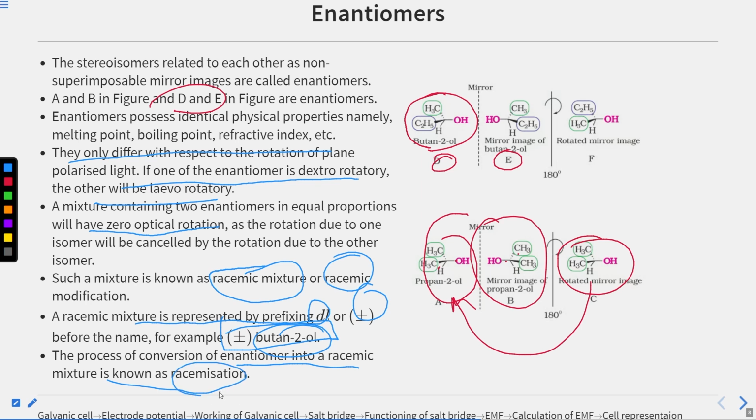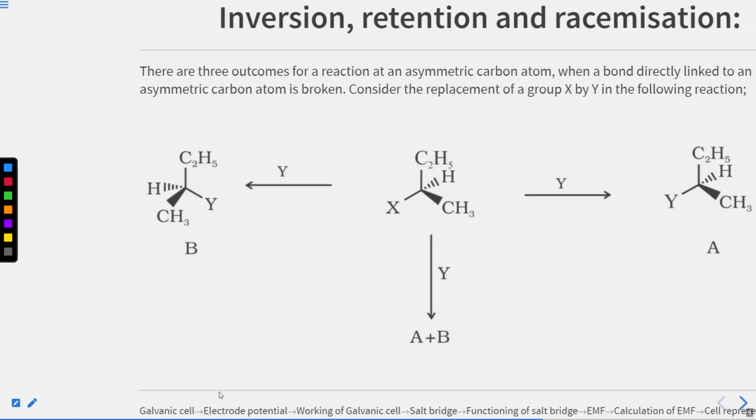The process of converting an enantiomer into a racemic mixture is called racemization. If you take an enantiomer and keep adding its non-superimposable mirror image until you no longer get any rotation, the process is termed racemization. Is this clear?